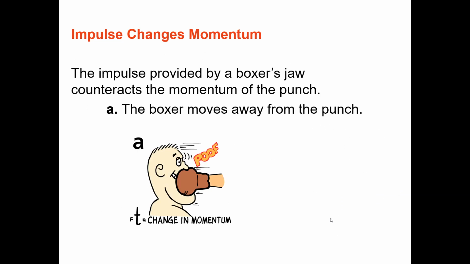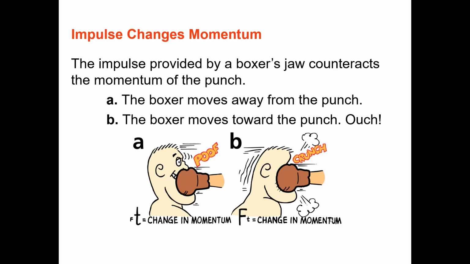One last example here. So here's a boxer, and somebody's punching him. Well, if he sees it coming and he moves his head backwards as he's getting punched, then he extends the amount of time and that lowers the force. Because his head's going to come to a stop. His head's going to change momentum, but if he changes it over a long period of time, then the force is a lot less. On the other hand, if he misjudges it and leans right into the punch, now his head's going to come to a stop in a short amount of time. He's going to get a large force, and that might knock him out.